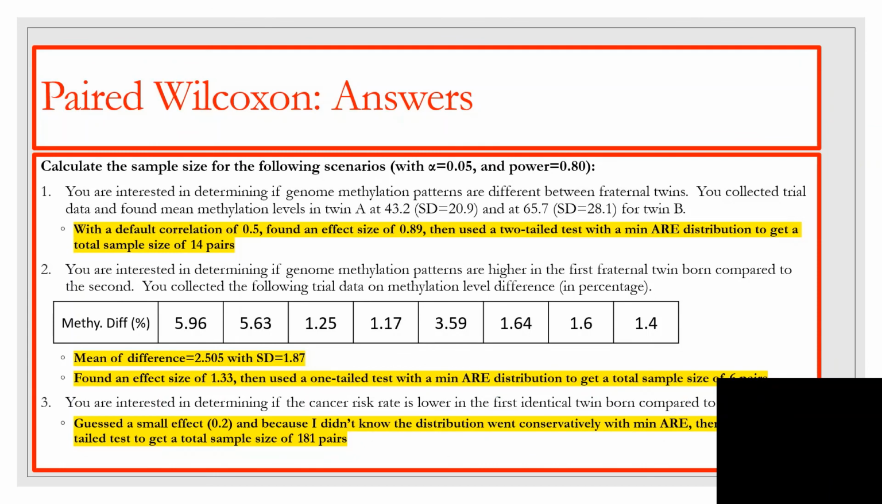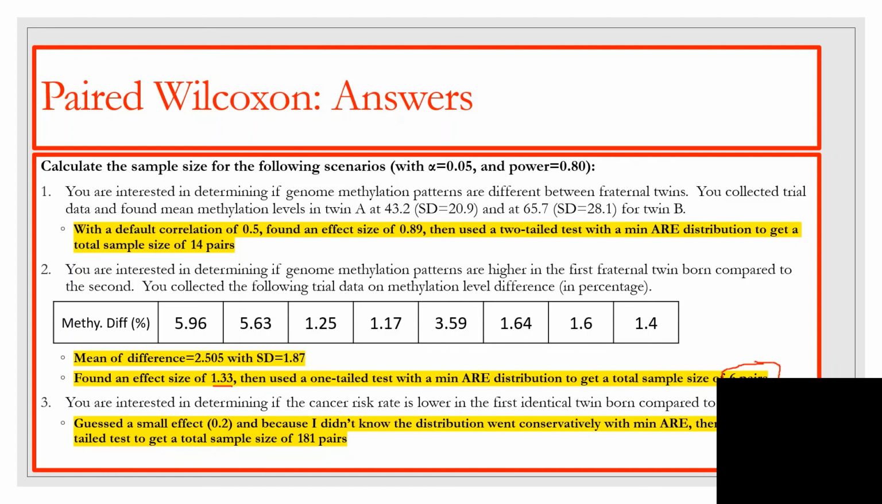The results of the first question were given the mean information, so we can plug that in. And we don't have correlation, so let's just do the default of 0.5. We get an effect size of 0.89 with two-tailed, and the min ARE, we get a sample size of 14 pairs. For the second, we're given the raw data on difference. So we can use the mean differences to get an effect size of 1.33. And again, I will use the min ARE with no other information to get a total sample size of 6 pairs.